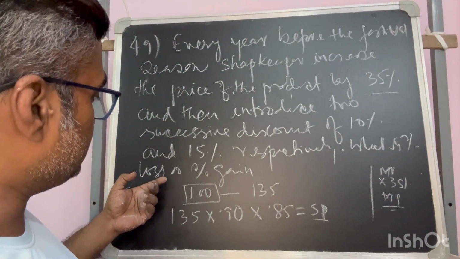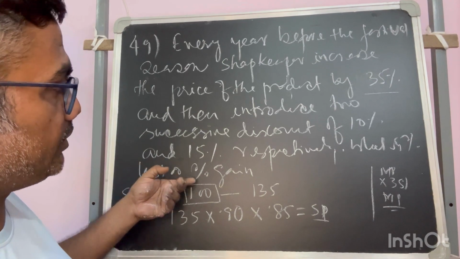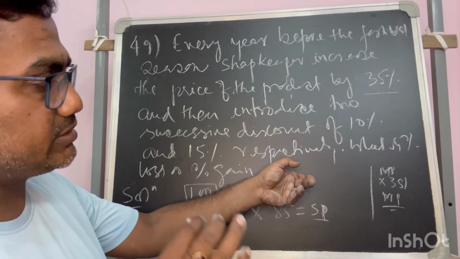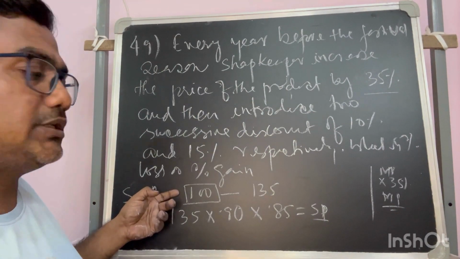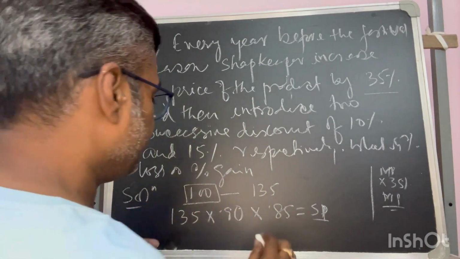So it's not that always you will get loss and profit when the cost price is there. This is such an example. This is with reference to the earlier condition, he is getting profit or loss. Okay, so now this is clear.